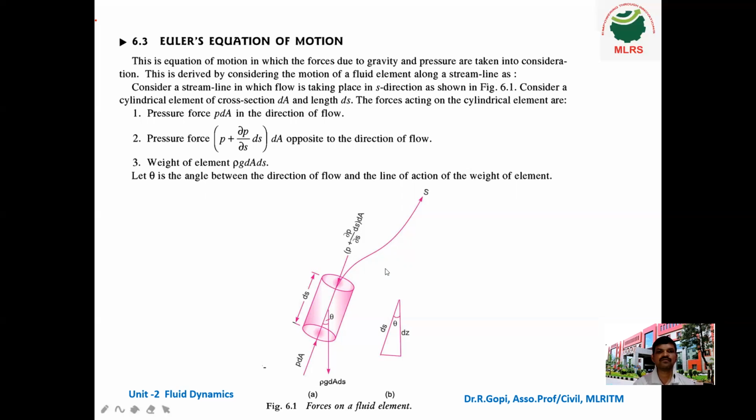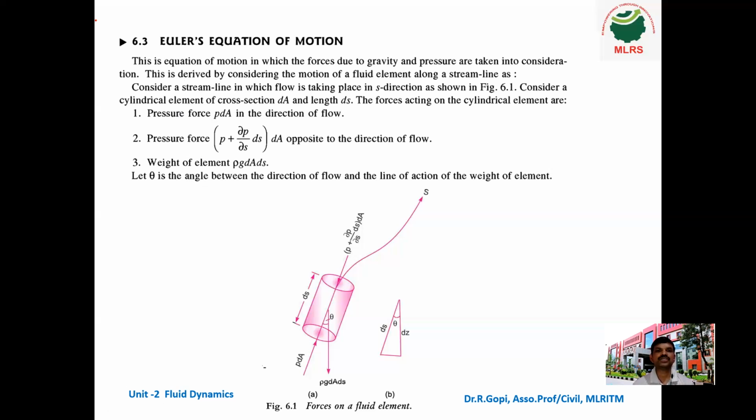This is in the direction of the flow. Here I am considering only force, not pressure. Keep it in your mind. So the first force is pressure force, where small p is the pressure, multiplied by the area, which gives the pressure force in the direction of flow. That is the first one.